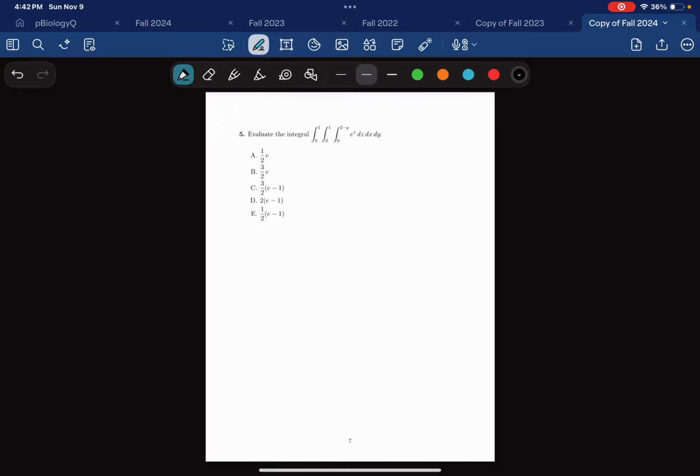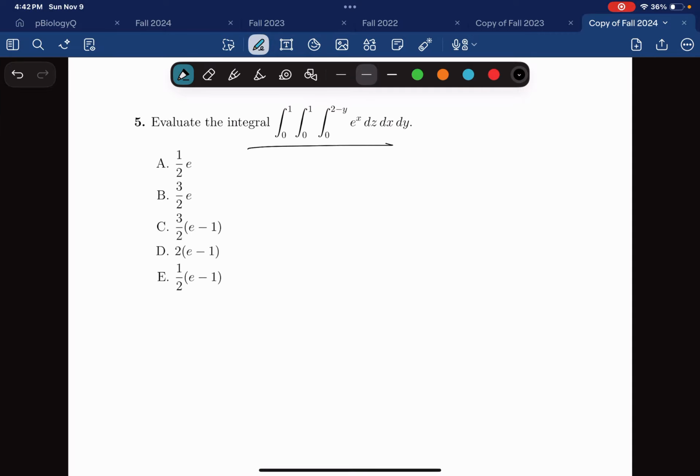Yep. Okay, evaluate this integral. Okay, we're gonna have fun with this one. That seems like a long one. Okay.